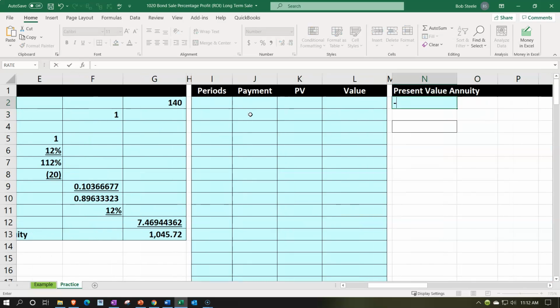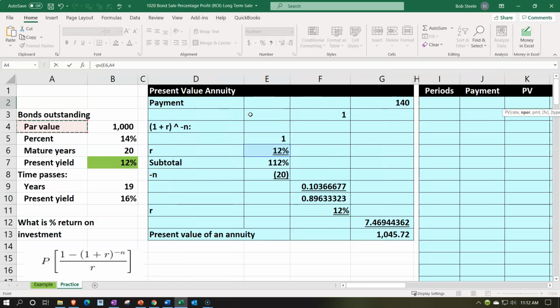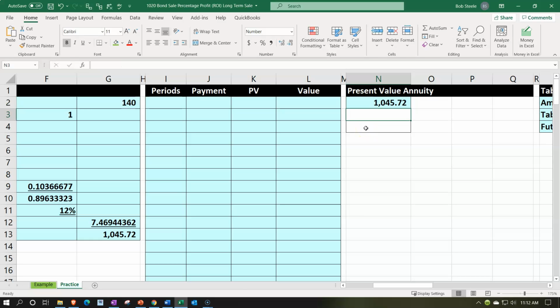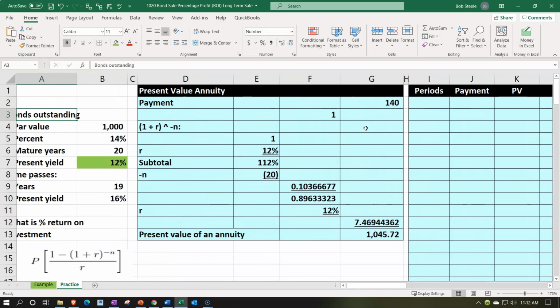Negative present value, shift 9, rate 12%, comma, number of periods, 20 of them, 20 periods, comma, and then the payment is 140. So there's going to be our formula, and enter. I know I'm doing this quickly, but we've done these a few times in the past. So if you want to see it a little bit more slowly, you can see some of the prior presentations that just focus on bond calculation.